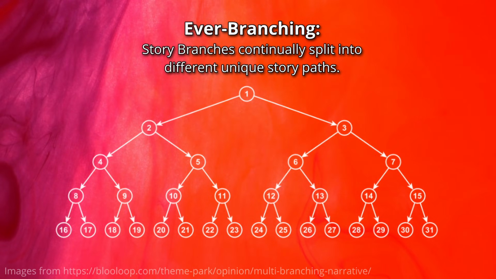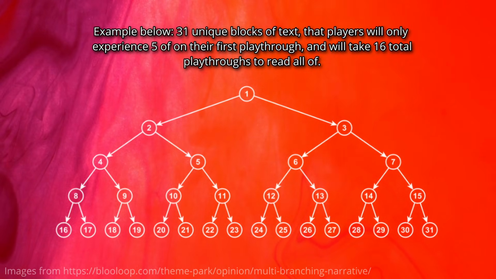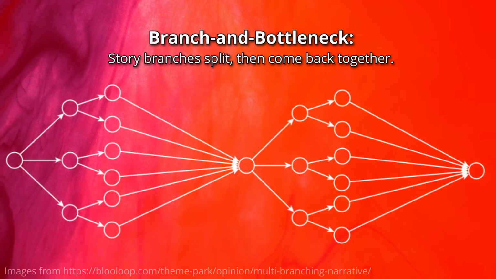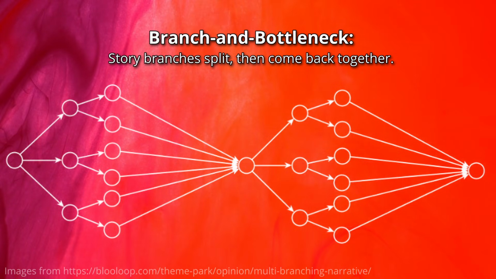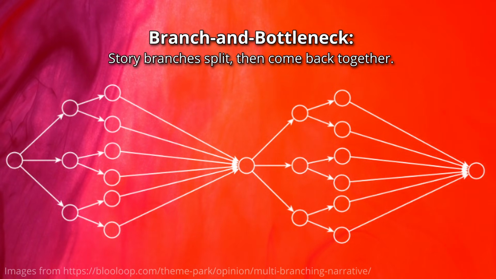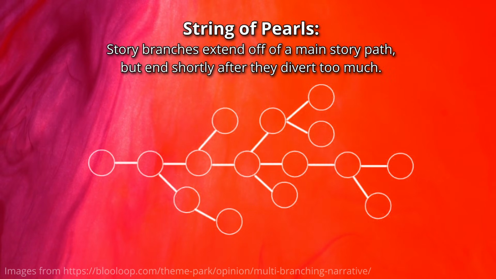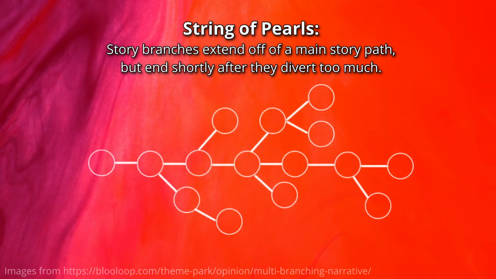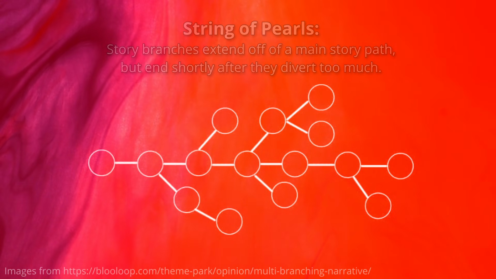This is the type of branching that first-time devs tend to make, but it's incredibly time-intensive to actually write all these things. Branch and bottleneck is when you branch out a lot but rejoin the central narrative line. This can make choices seem less impactful long-term, but it's great for an anthology narrative structure. String of pearls is when there's a main narrative through line, but there are branches that come off of it and either end the story early or rejoin the central narrative path.